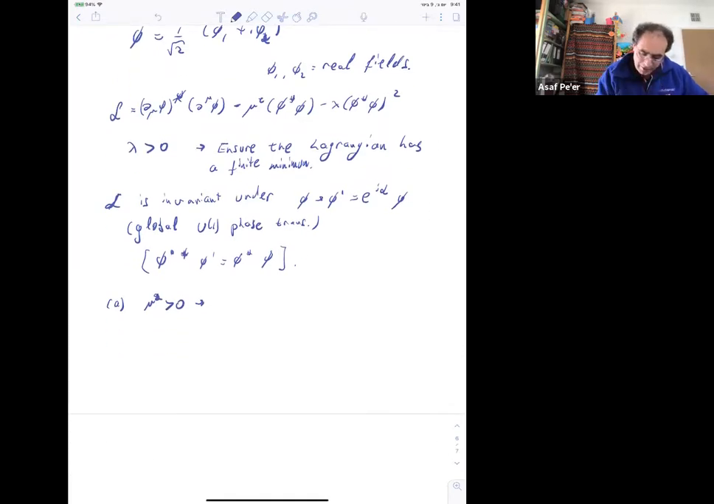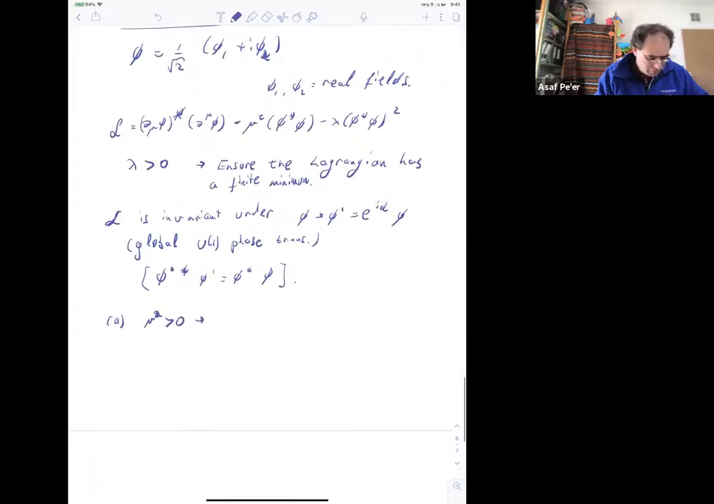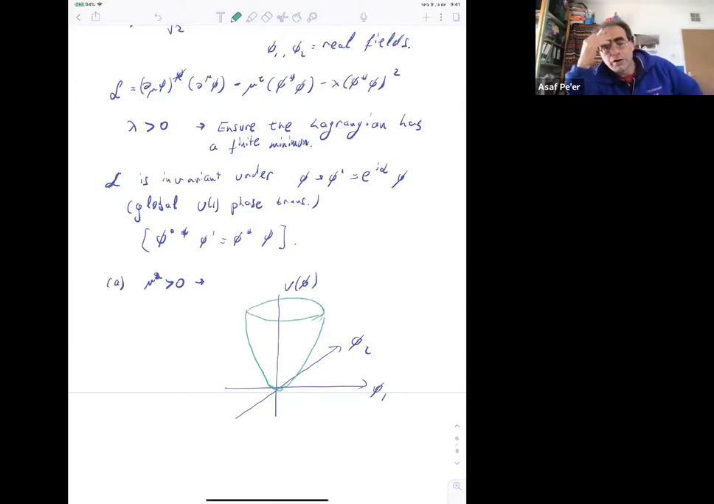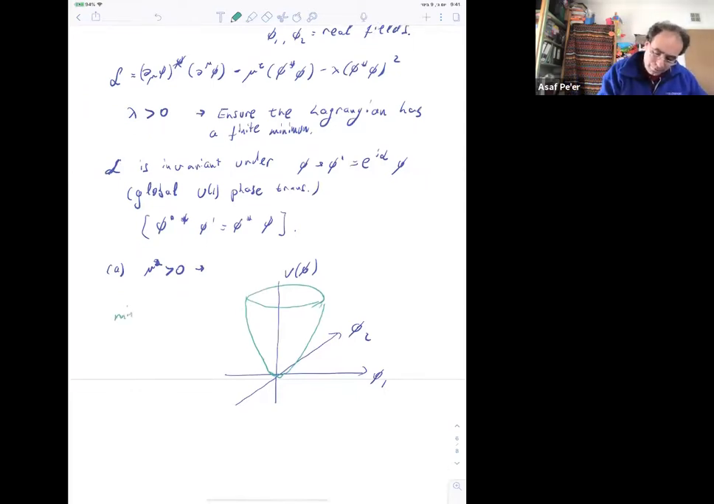if I have to draw that, let's try to draw that with phi 1, phi 2. This is the potential V of phi. So it should look like a ball, basically. Some sort of a ball around here. So the minimum is that phi 1 equals phi 2 equals 0.